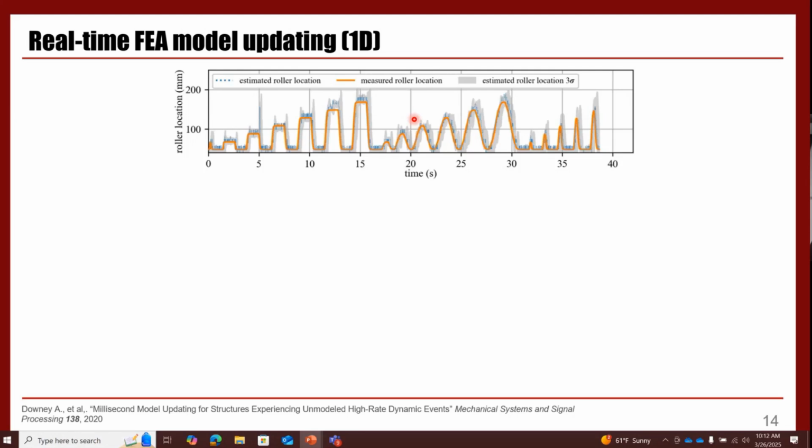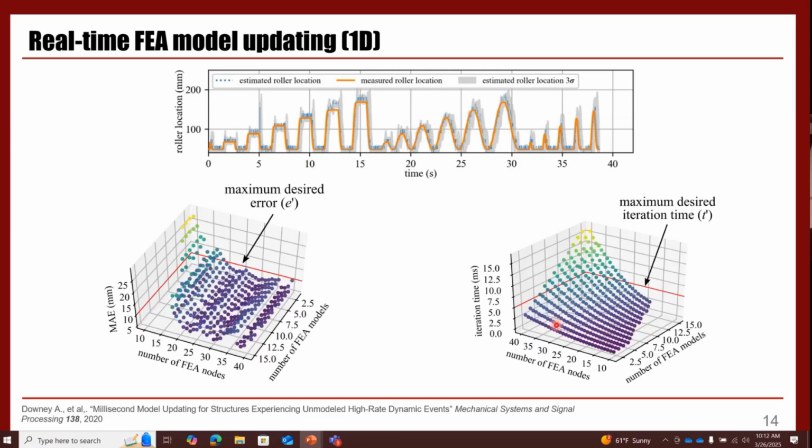And from this result, it was obtained that the number of FEA nodes in the FEA models affects the error of estimation as well as the iteration time. So if the number of FEA nodes increases, the iteration time increases. However, the error is low. So we need to find a balance between the error and the iteration time. We need to look for an algorithm that can solve the system of equations while increasing the number of nodes so that we can achieve high accuracy and also fall under the time constraint of 1 millisecond.